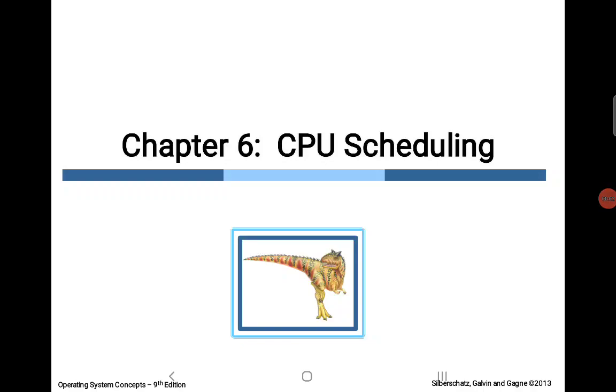Assalamu alaikum. In this lecture, we will see how the operating system can give the illusion of running multiple processes simultaneously on a single CPU. It's definitely not magic, it's rather science.